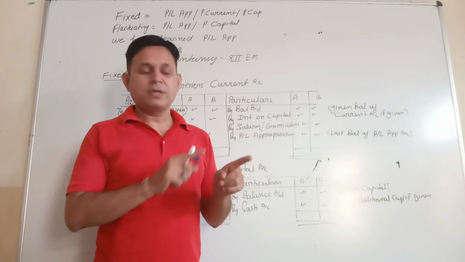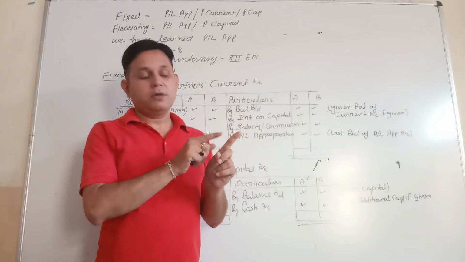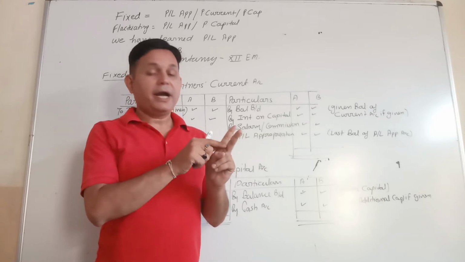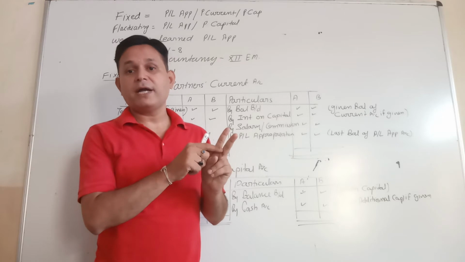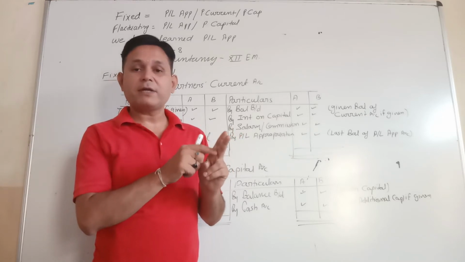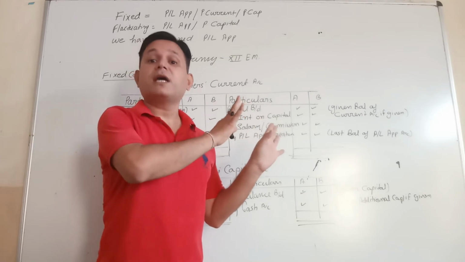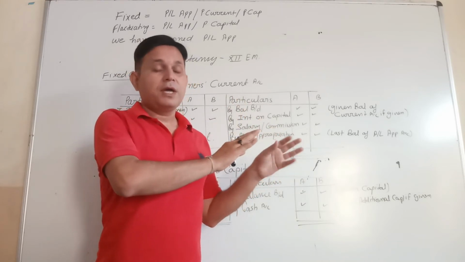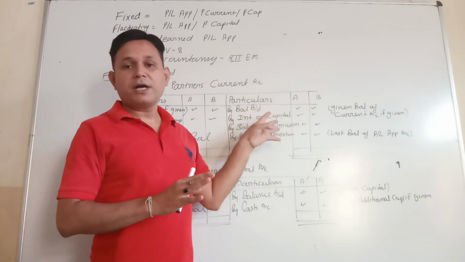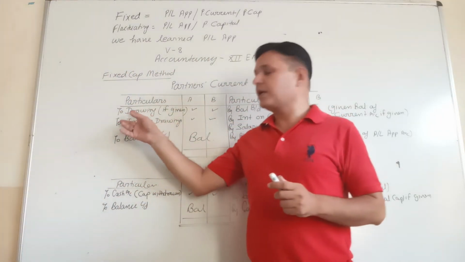What are the 4 items? Balance of current account, interest on capital, partner salary and commission, and the net profit found from the P&L appropriation account. These 4 items will be recorded if they are given in the question. If any one thing is not given, then do not write that. Only 4 items are recorded in the credit side and only 2 items are recorded in the debit side.